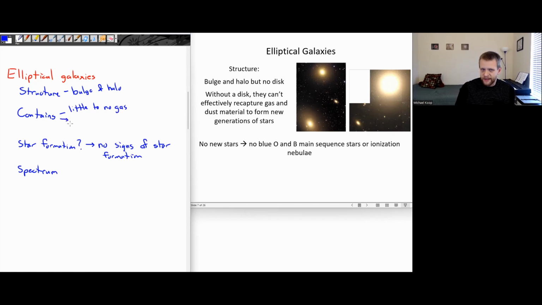Well, again, that means there's not going to be any new star formation, but we are going to have lots of older types of stars. So older stars, mostly type K and M.